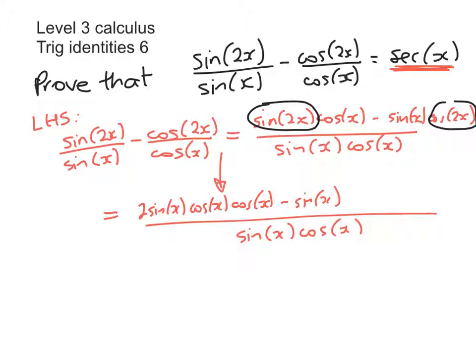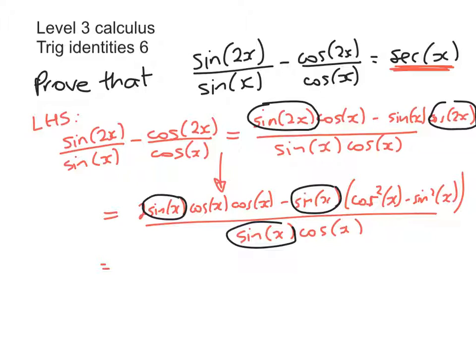Now what am I going to do with the cos of 2x? Well, I've got a few choices. It's all going to come out in the wash anyway, so I'm just going to use this one, cos squared of x minus sine squared of x. Now looking at that, I can see that I've got sine of x here, a sine of x here, and a sine of x here. So I could take that out as a common factor. So I can divide everything through by sine of x, and I'm left with 2 cos squared x minus cos squared of x plus sine squared of x.